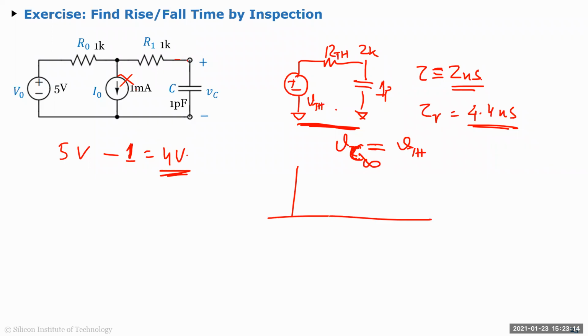So basically your step input will look like this. When you step both the 5 volt and 1 milliamp, it'll look like that, and the final value will be 4 volts. And this rise time from 10% to 90% will be 4.4 nanoseconds. By the way, the 4.4 nanoseconds is from here to here, not from 0, it's 10 to 90%, exactly. Okay, clear, everyone?